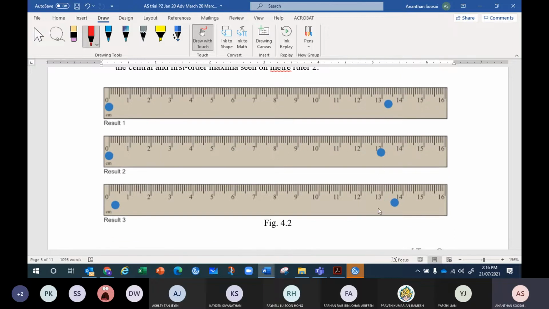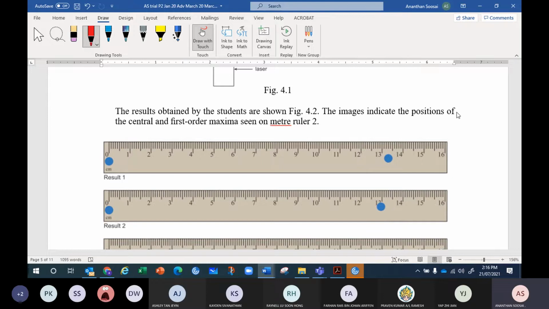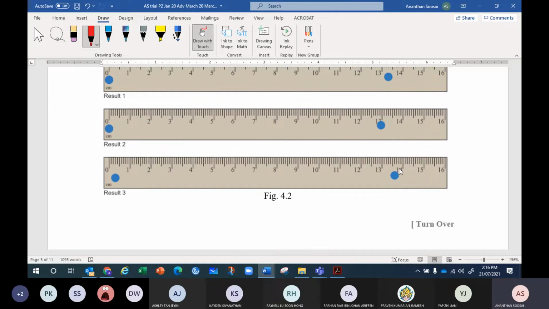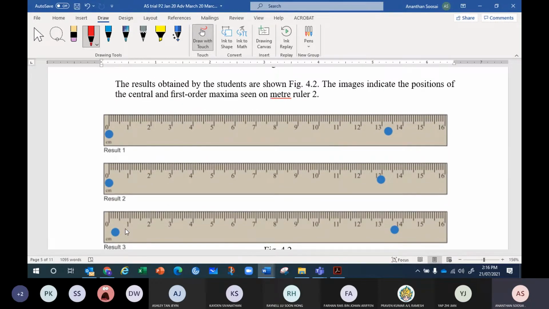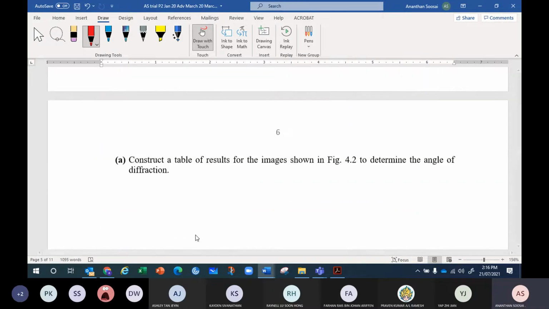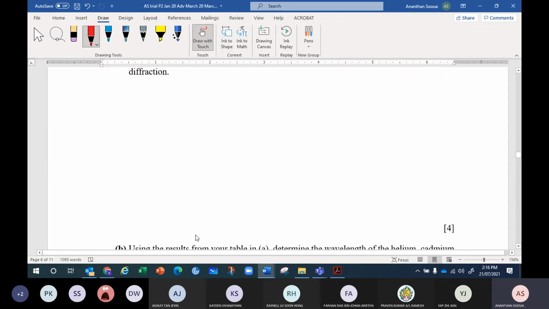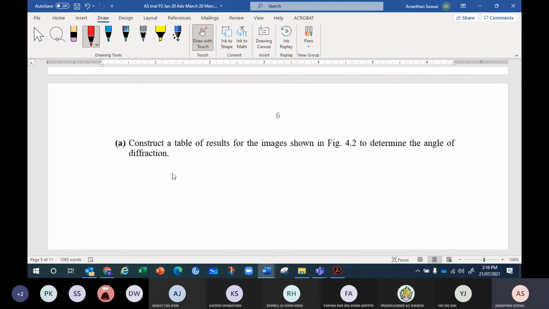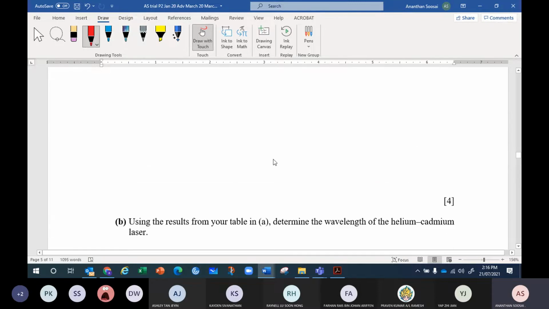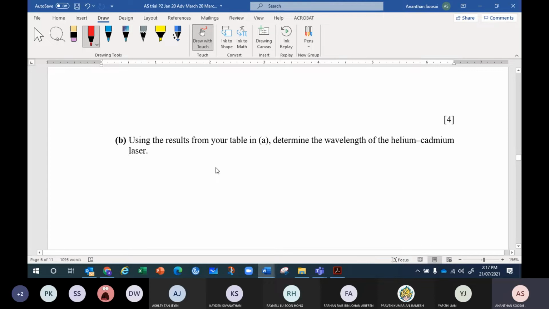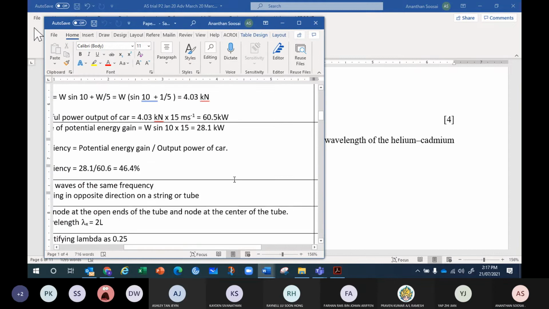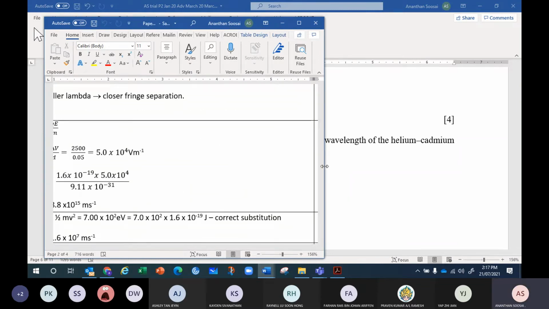The result obtained by the student, the images indicate the position of the central and the first maximum seen on the meter rule. You have 3 readings, repeated readings, so you need to find the average distance. For B, first you determine the angle of diffraction. You got the angle, right? Using the result, determine the wavelength. So what formula do you use? d sine theta equals n lambda, right? To make it fast.